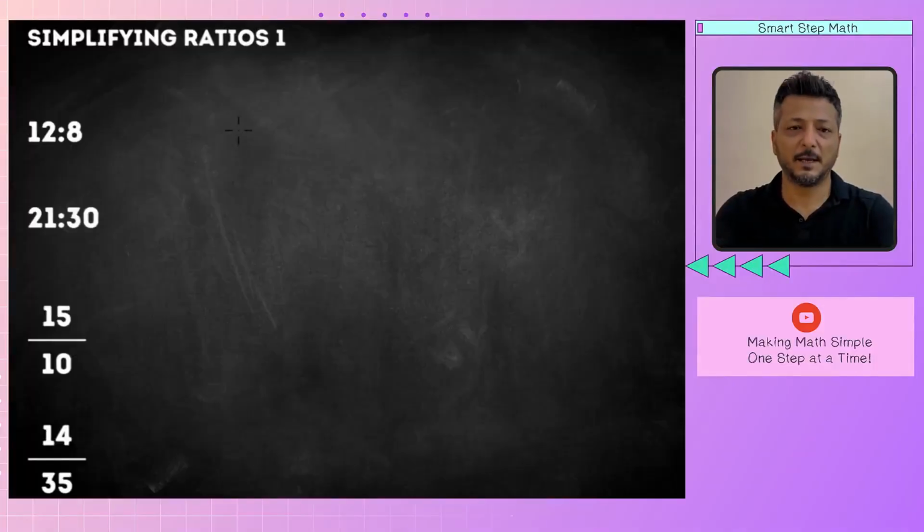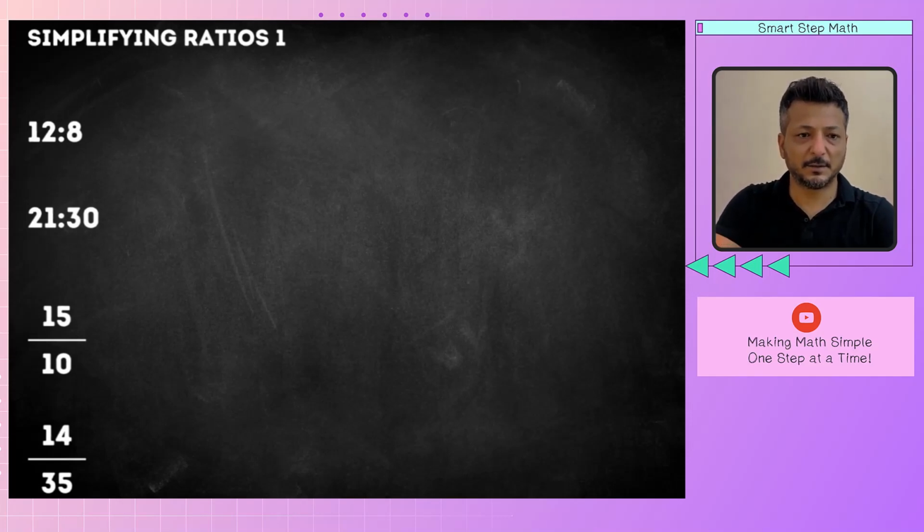Hello. Today we will perform operations related to simplifying ratios. We have 4 different examples in front of us, and these examples show 2 different representations of ratios. Now, let's get started with our first example.